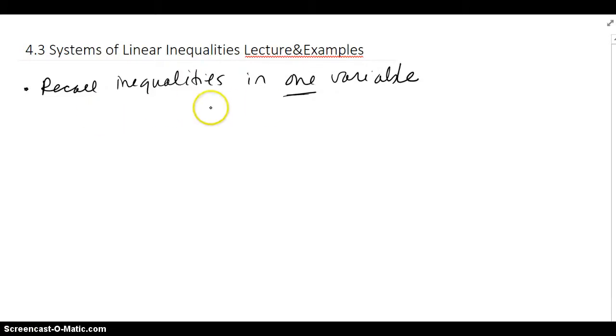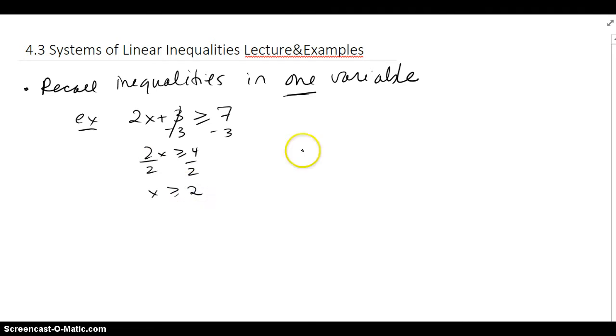Okay, let's recall inequalities in one variable. They looked like things like 2x + 3, let's say, greater or equal to 7. In one variable, there was only an x. I would isolate the x. If I needed to, I would flip the inequality. If not, like in this case, I would just leave it as is.